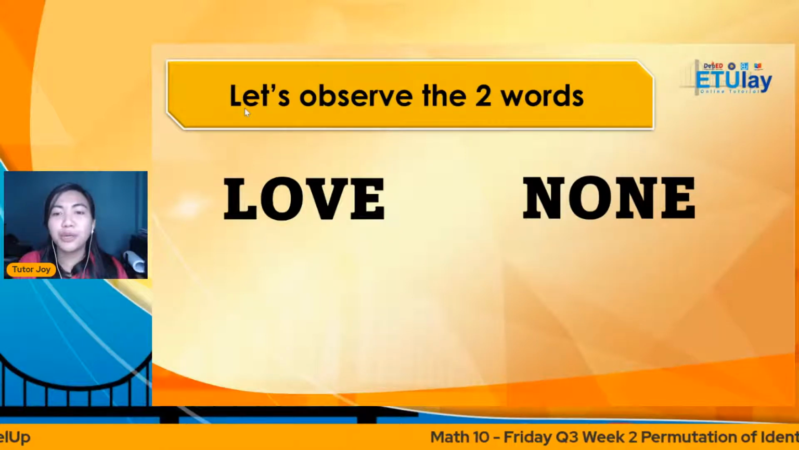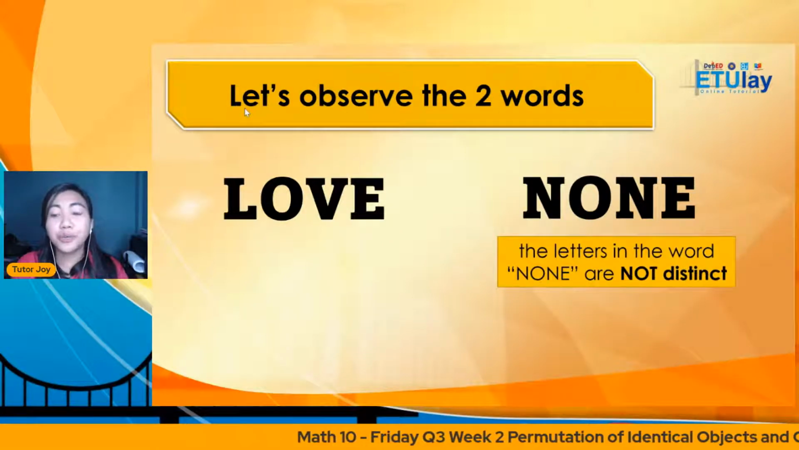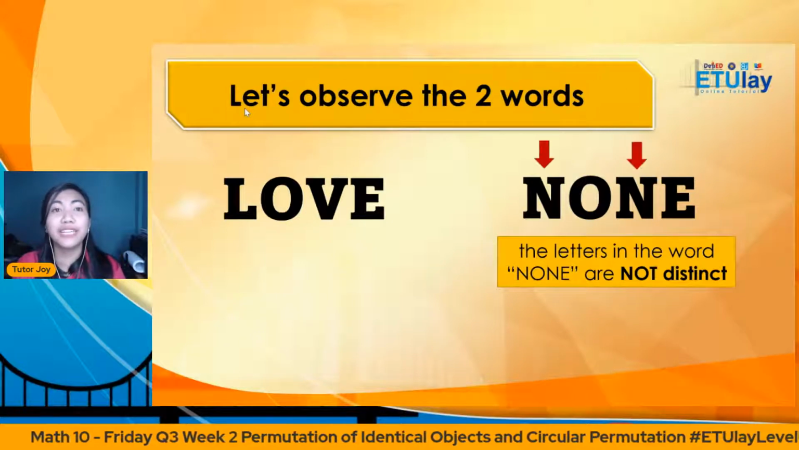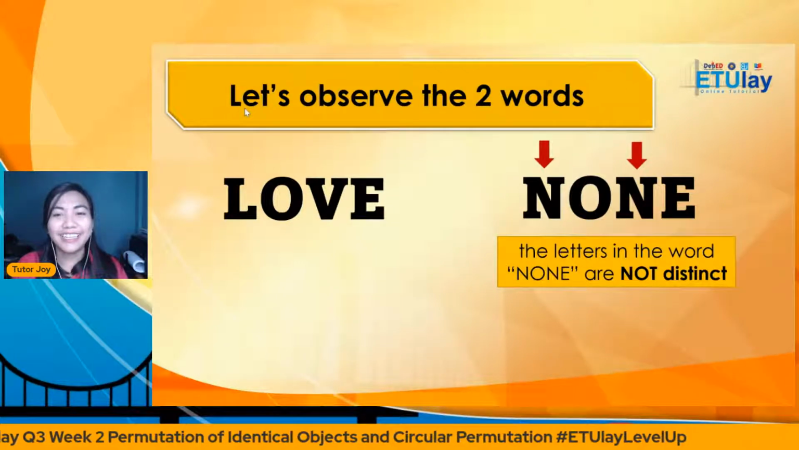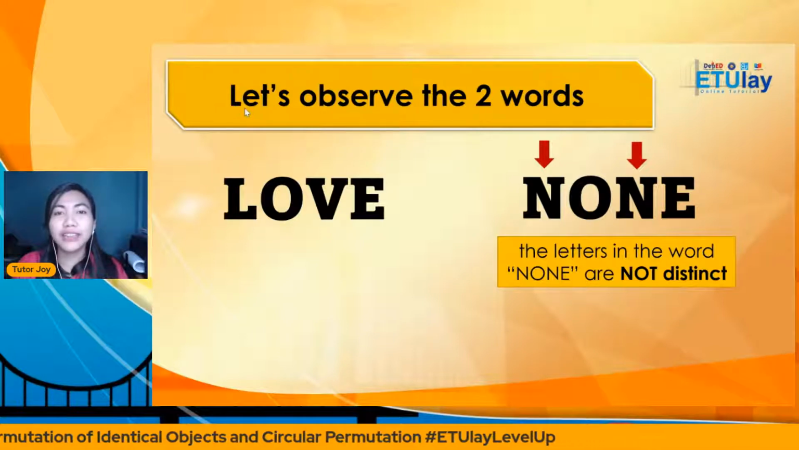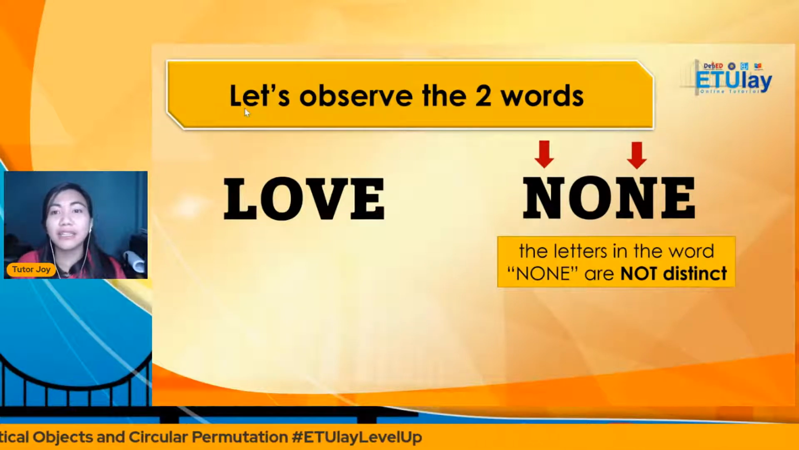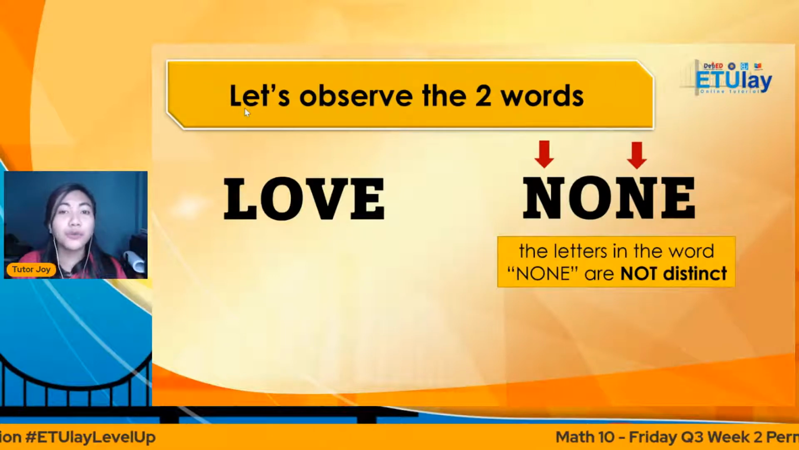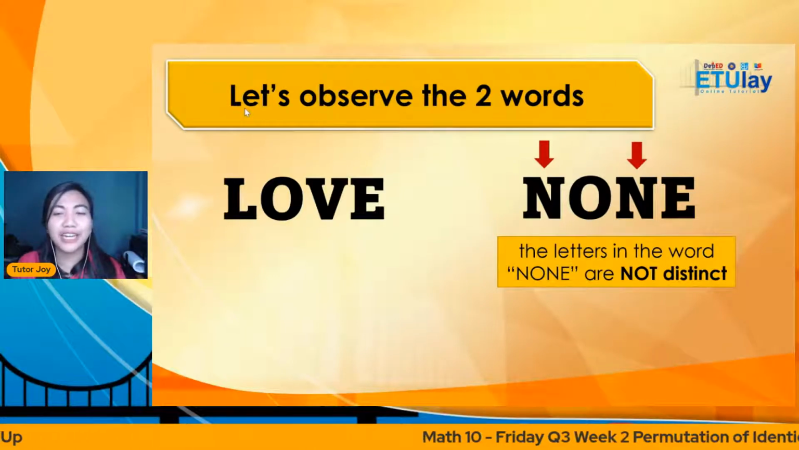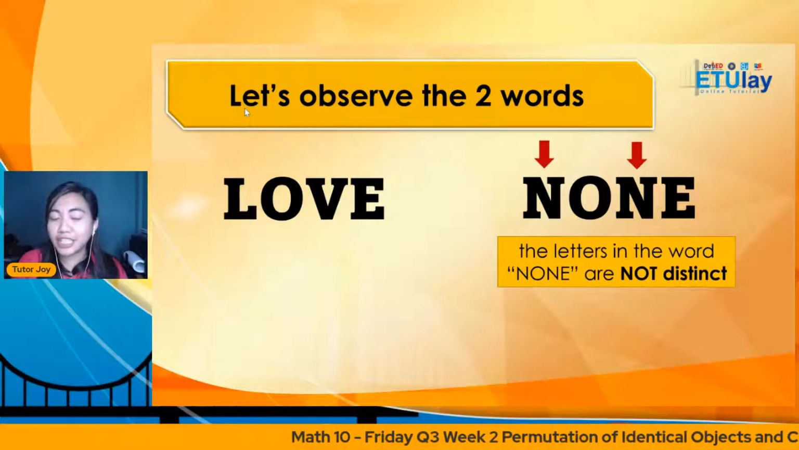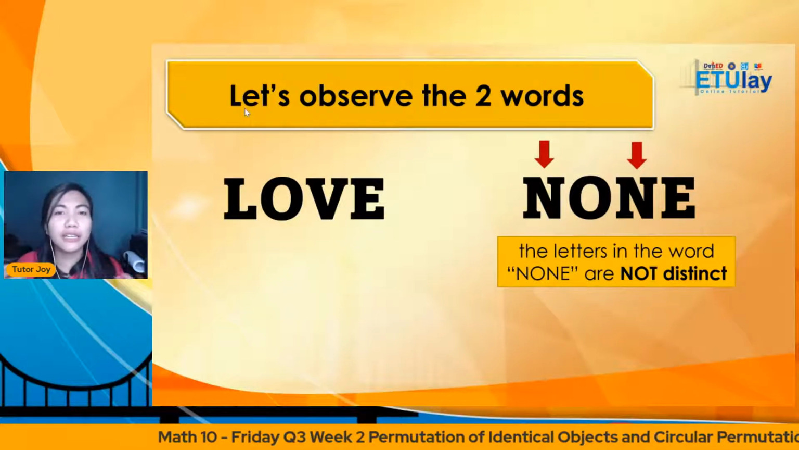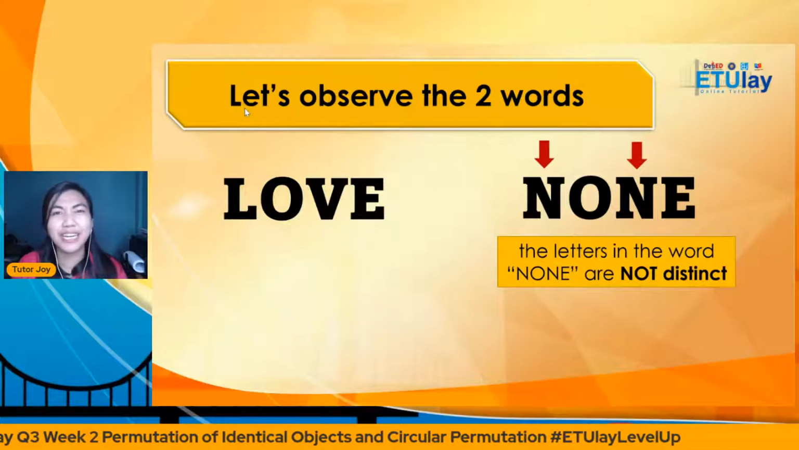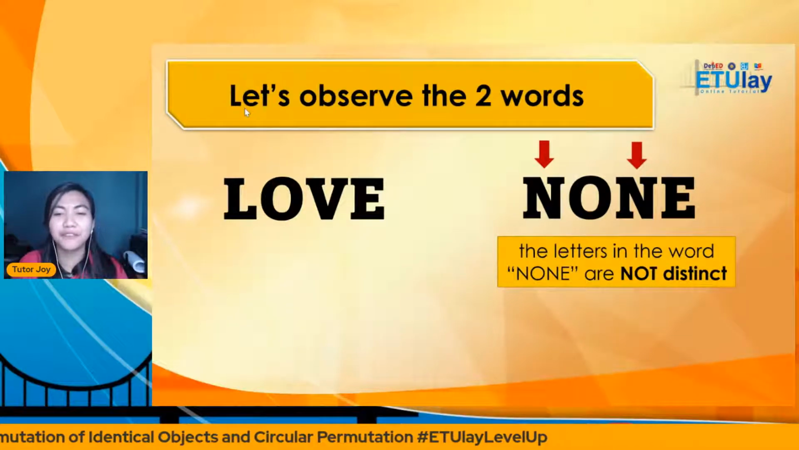Why is it so? The word none has letters that are not distinct because of this letter N. So, we can observe that letter N appears twice, ginamit ng 2 beses yung letter N sa word na none. And why are we trying to observe this kind of scenario? Because just like last week when we learned about permutation, ina-arrange natin yung mga letters, di ba? We experience those kind of problems.